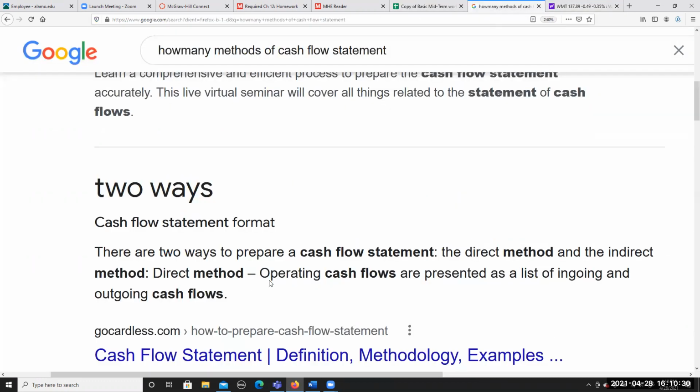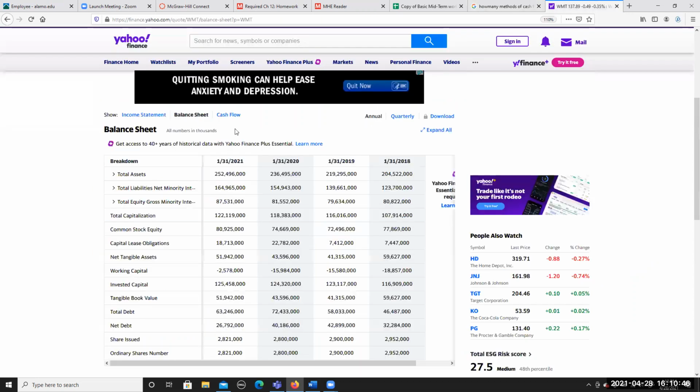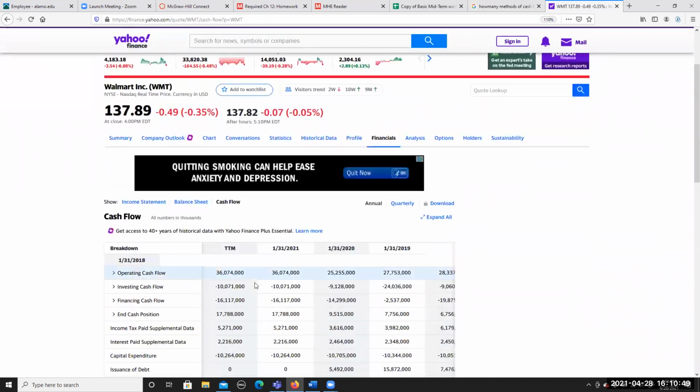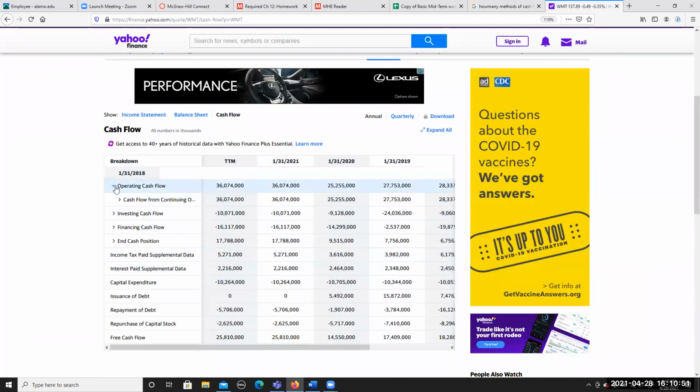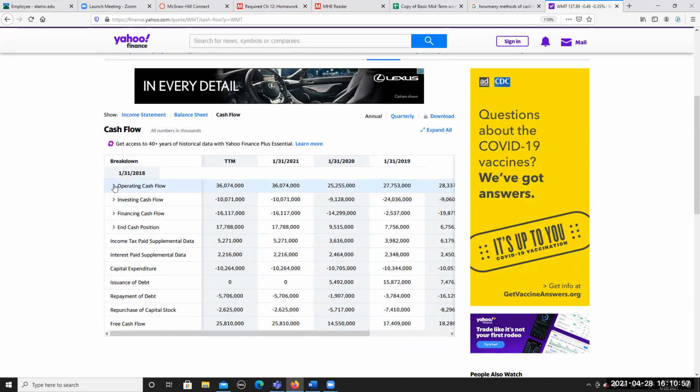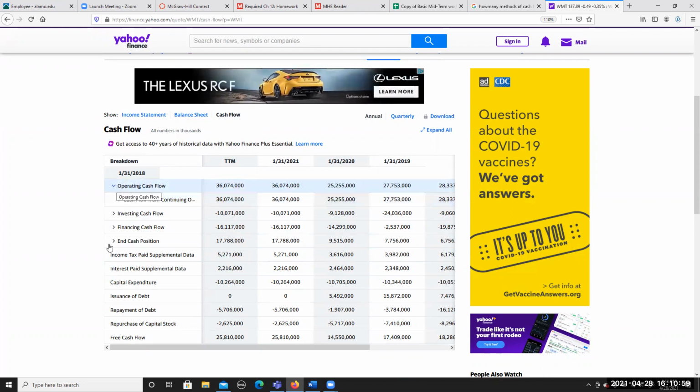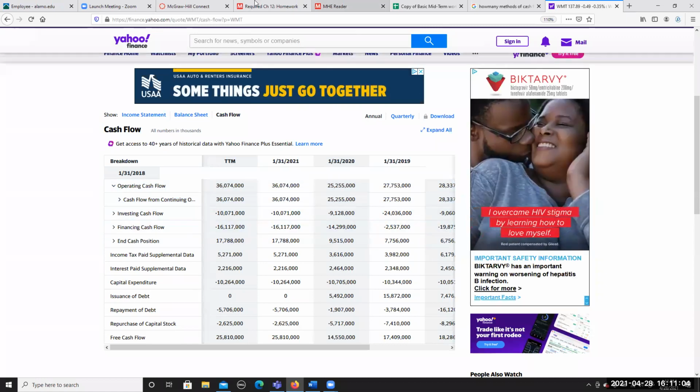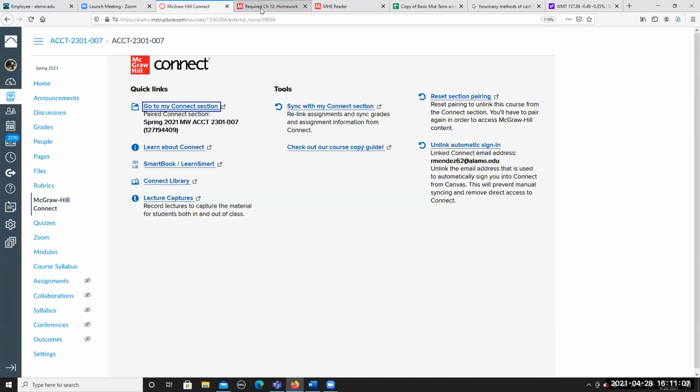And there's two ways to present a cash flow statement: the direct method, the indirect method. So the thing is, primarily, most everybody uses the indirect method, but the direct method is the gap. But you just don't see it. Like right here is the cash flow. So most everybody uses the indirect method, and it starts off with net income. And then you have three sections: operating, investing, financing. All right, so let's begin.